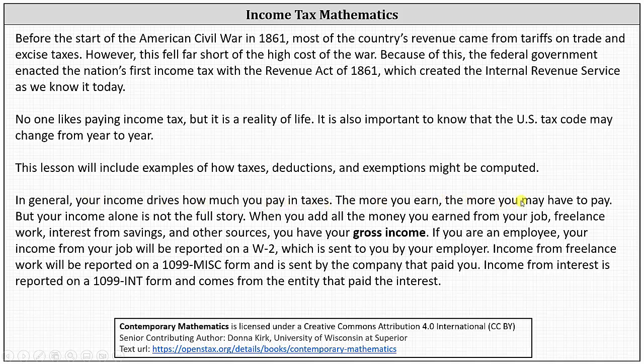The more you earn, the more you may have to pay. But your income alone is not the full story. When you add all the money you earned from your job, freelance work, interest from savings, and other sources, you have what's called your gross income.